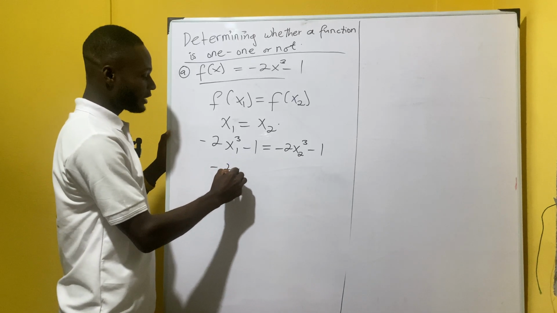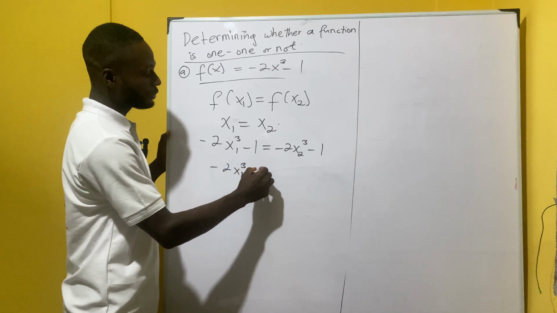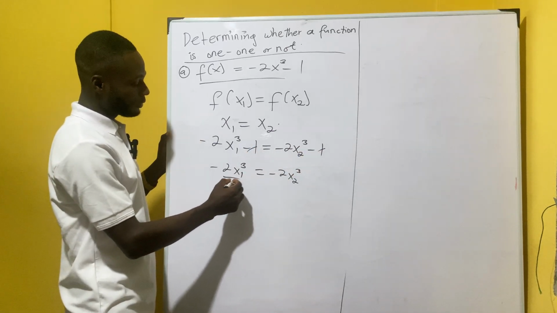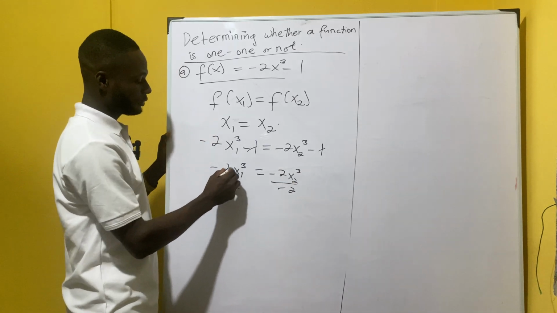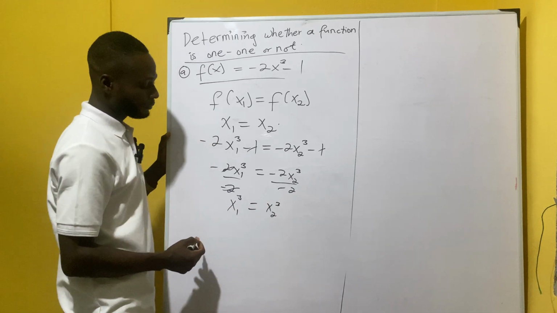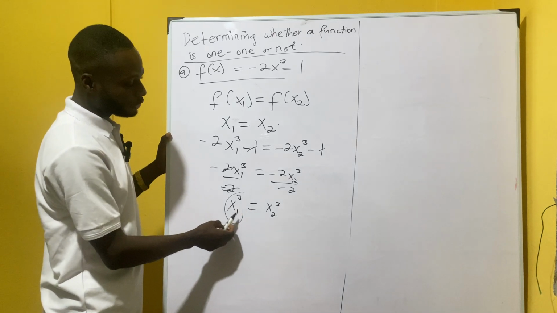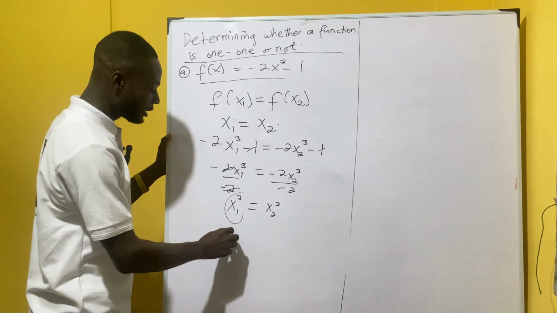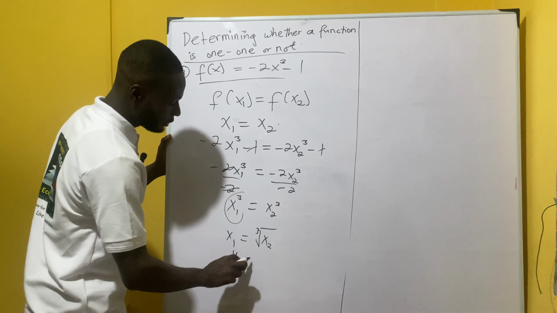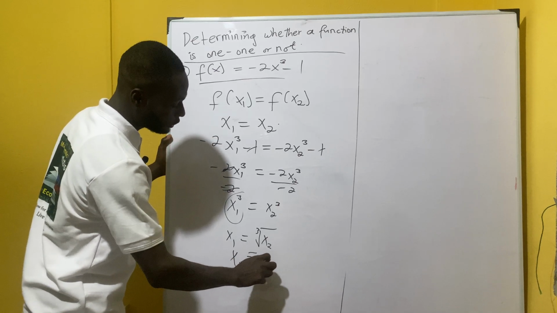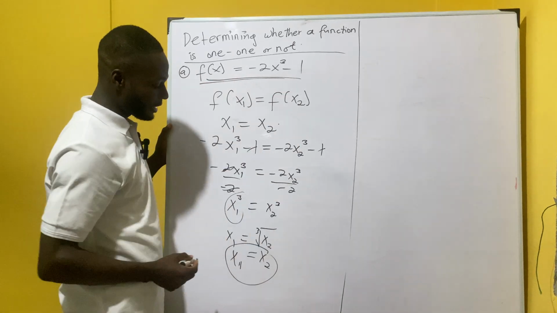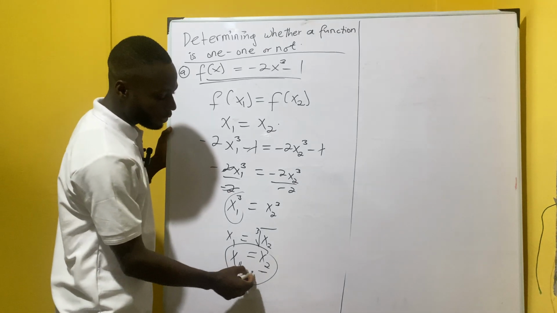So here negative x1 cubed should be equal to negative x2 cubed, because this cancels out. So we divide by minus 2, then we have x1 cubed should be equal to x2 cubed. Here we still have a cube on it, so we can take the cube root on both sides. When we take the cube root on both sides, we have x1 equals x2. So indeed, this particular function is a one-to-one function since x1 is equal to x2.